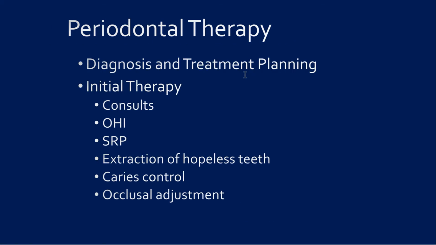The basis of any treatment starts with diagnosis and treatment planning. Through your prior courses in periodontics, you know that this entails getting the appropriate consults first, be they medical or dental. Next, we need to provide tailored instructions in oral hygiene to our patient. Other elements of the initial phase of periodontal therapy may include scaling and root planing, extraction of hopeless teeth, caries control, or occlusal adjustment.